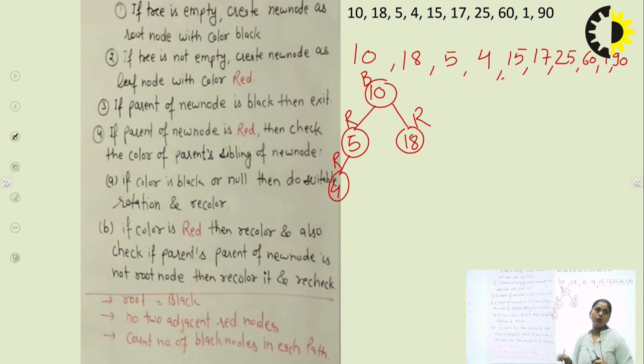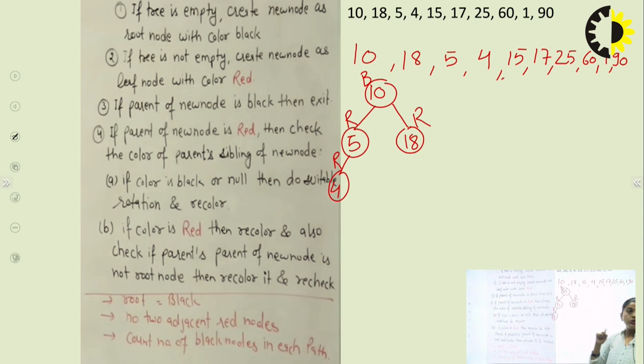Now what are we going to check next? Then check the color of the parent's sibling. So the new node is here, the parent is here, and the sibling is this 18. Just checking both the colors. If the color of the uncle is red, just go through point number A first. If the color is black, so the color is not black. The sibling's color is not black. So step number 4B, what is it saying over here? If the color is red, yes, the color is red.